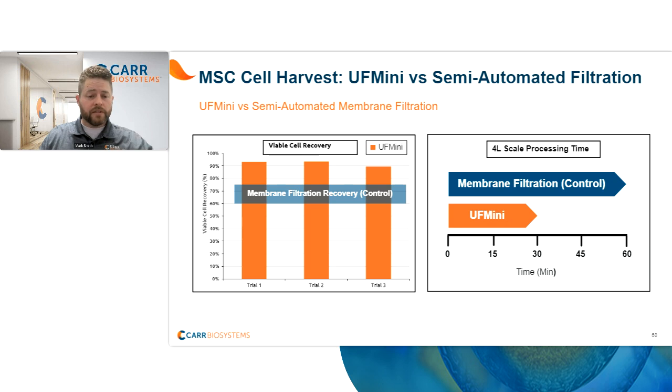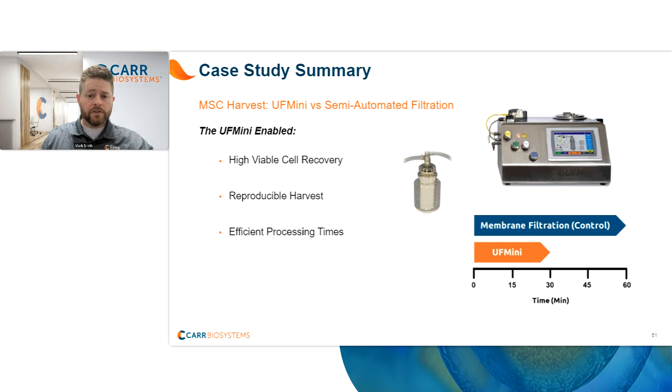And so here on the left, we can look at viable cell recovery. The range of viable cell recovery they were getting with the membrane filtration is here in blue, from around 60 to 75%. And our very first shots on goal with the UF Mini, trial 1, trial 2, and trial 3, this was just basically in one day, and we were able to get 90% or above with very simple optimization. In addition to that, we were able to cut their processing time here on the right by about half to get a faster overall process. So for them, they were able to get a high recovery yield, a reproducible harvest, and then have efficient harvesting times.